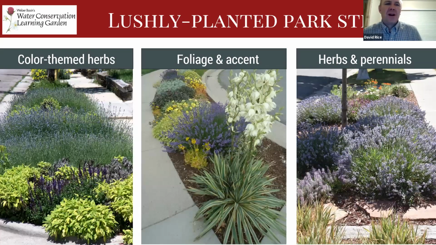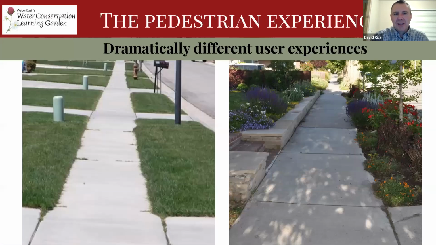And then lushly planted park strips, you've got color themed type things where you can incorporate lavender and sage, if you like to, because you could even use those. They're functional as far as herbs go. Sage, lavender, thyme, all those foliage and accent type park strips like the middle. And then on this far one, we've got herbs and perennials, which is back to kind of the same thing. You're incorporating lavender, you've got other perennials, some usable stuff. Maybe some flowers that you like to cut and put in vases. Most of these low water perennial type things are not cut flowers, but you could use them like that a little bit.